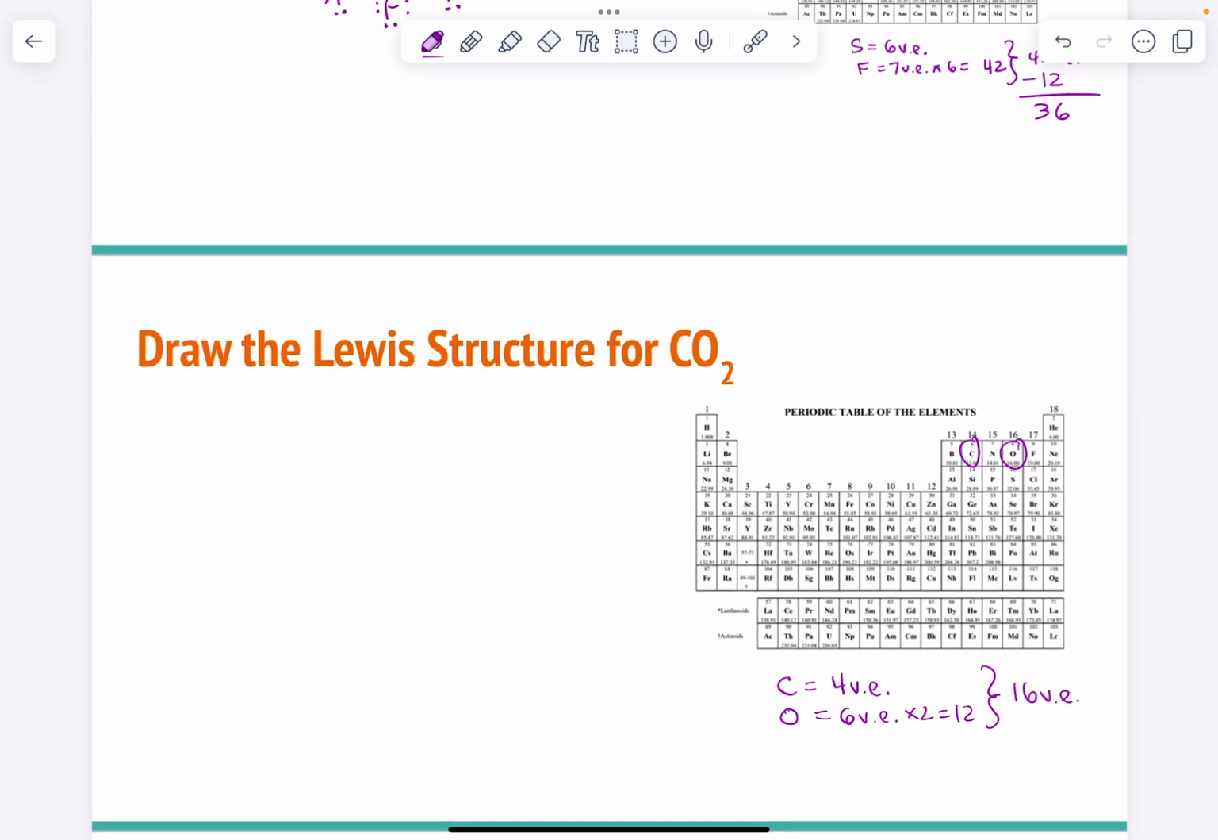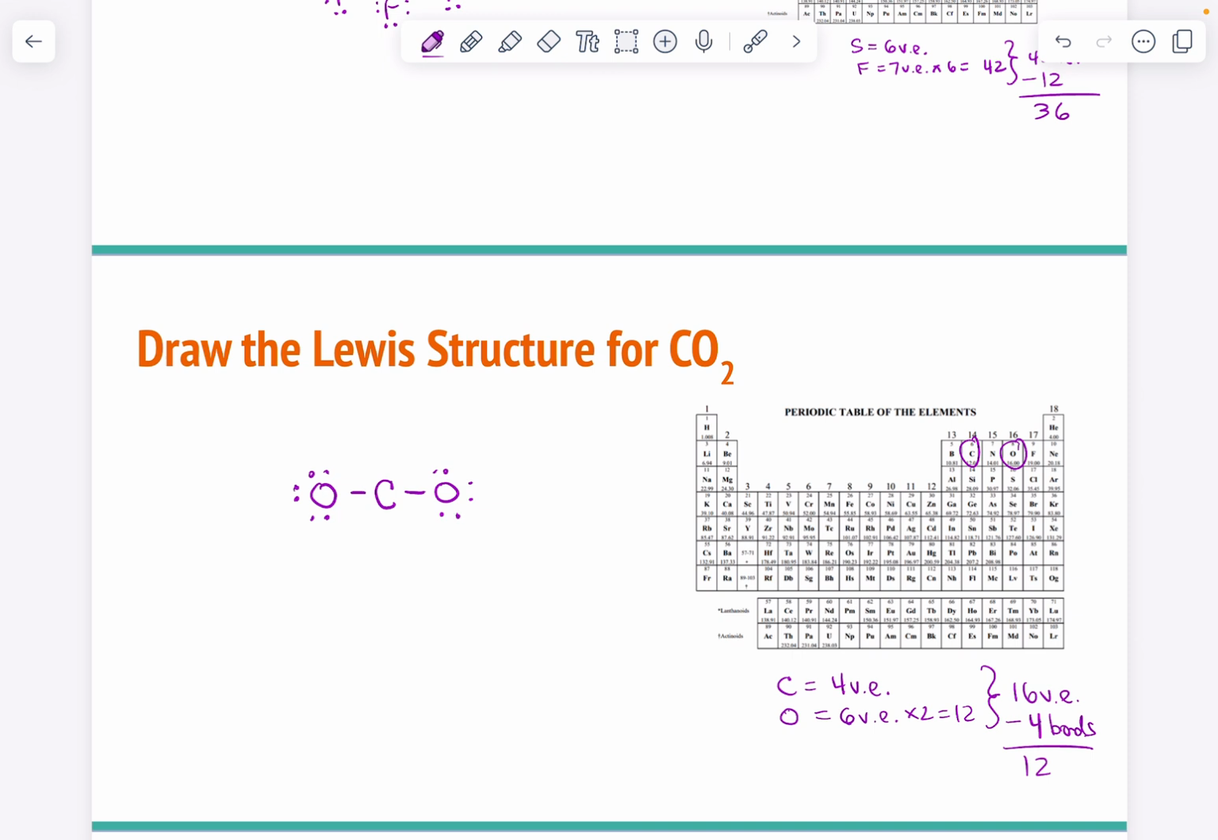Carbon's going to go in the center, and we're going to place 1 oxygen on either side. In doing that, we have used 4 electrons for the bonds, and that means we have 12 electrons remaining. So 2, 4, 6, 8, 10, 12, and that's all the electrons that I have.